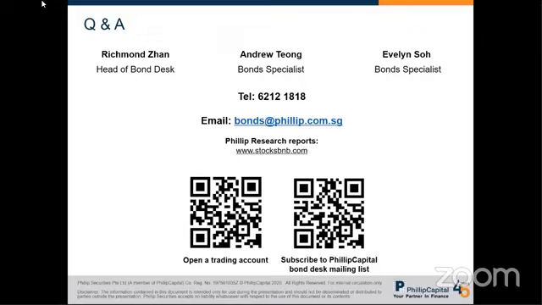Timothy, there's one last one from Simon. During this pandemic period where companies are not doing well, isn't it a higher risk to invest in bonds? Yeah, for certain companies, yes. So right now you have to look quite selectively at the companies that you're looking to invest in, especially for those that are more affected by the virus itself.